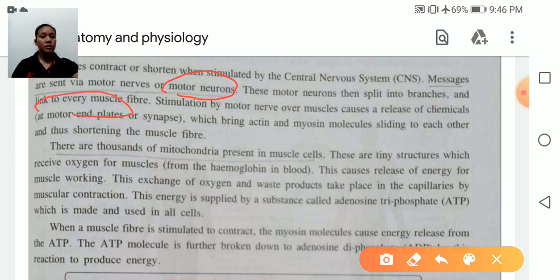Stimulation by the motor nerves over the muscle causes release of chemicals at the synapse, the end plate. It releases the chemicals which bring actin and myosin molecules sliding over each other, thus shortening the muscle fibers. When the actin and myosin filament molecules slide over each other, there will be shortening of the muscle. And when the actin and myosin filaments do not slide, there will be lengthening of the muscle.